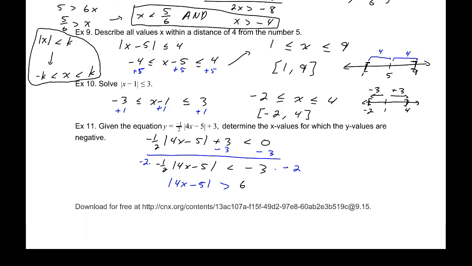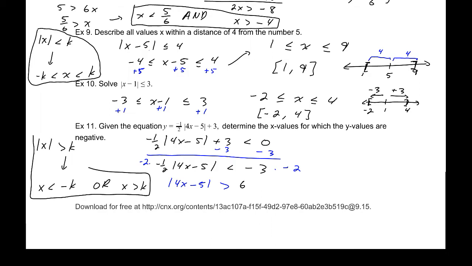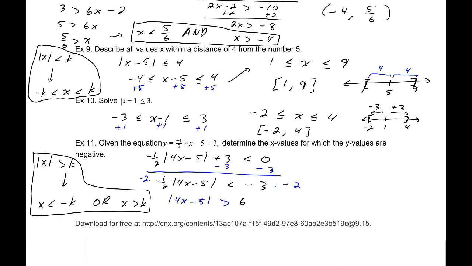Now we have a greater than here. So here is the rule for that. Absolute value of x being greater than k means one of two things. Either x is less than negative k, or x is greater than k. Again, there is our rule. Hold on to that. So I'm going to take this expression and convert it into two inequalities. I'm going to write them here below. All right. 4x minus 5 is less than negative 6, or 4x minus 5 is greater than 6.